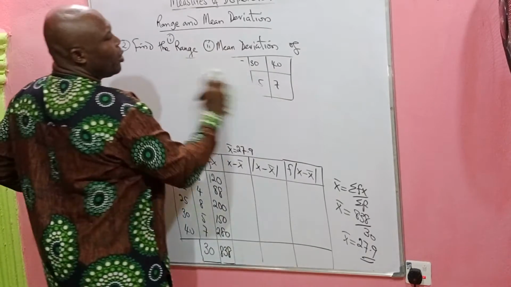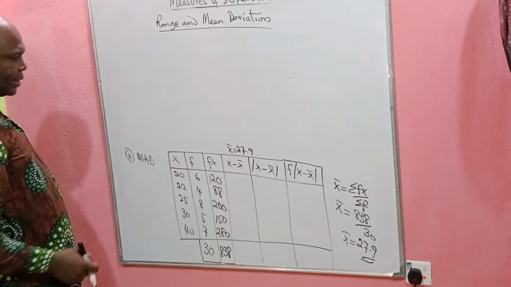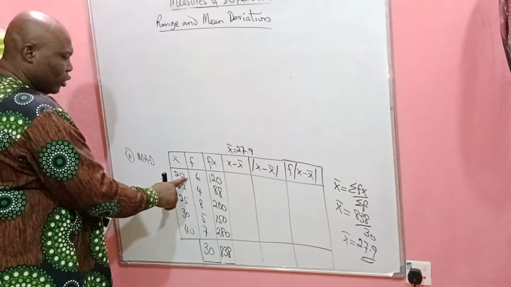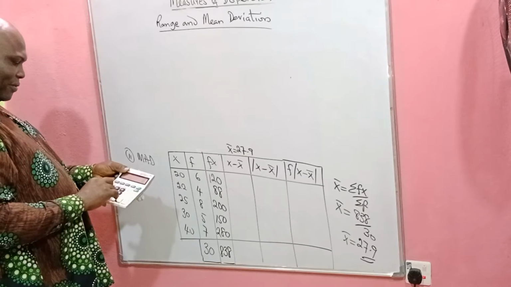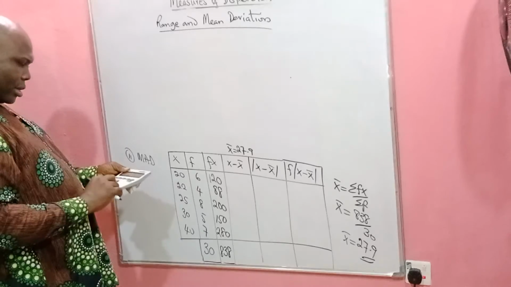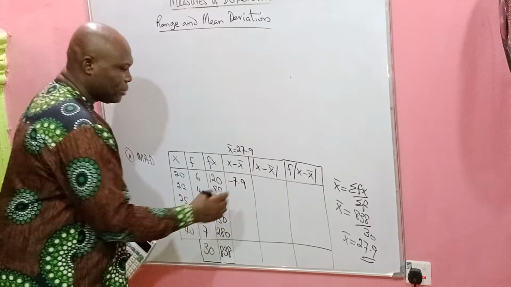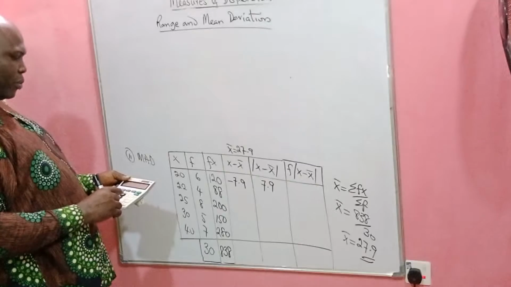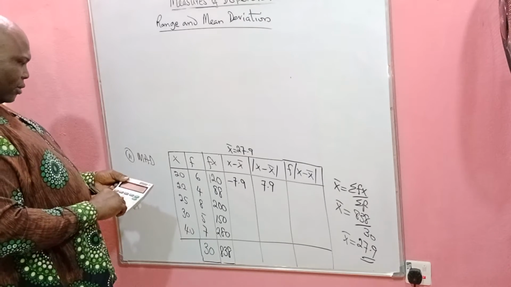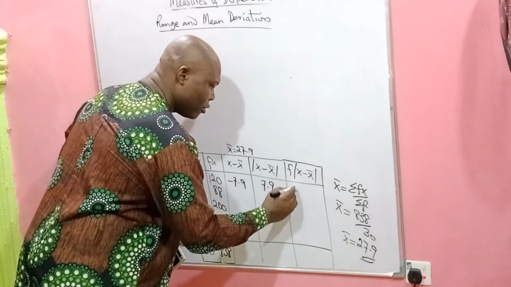Alright, so at this point, we'll be looking for the mean deviation. So let us complete the table. We have X minus X bar: 20 minus the mean, so 20 minus 27.9 is minus 7.9. The absolute value will be positive 7.9. Positive 7.9 times 6, which is the frequency, will give us 47.4.